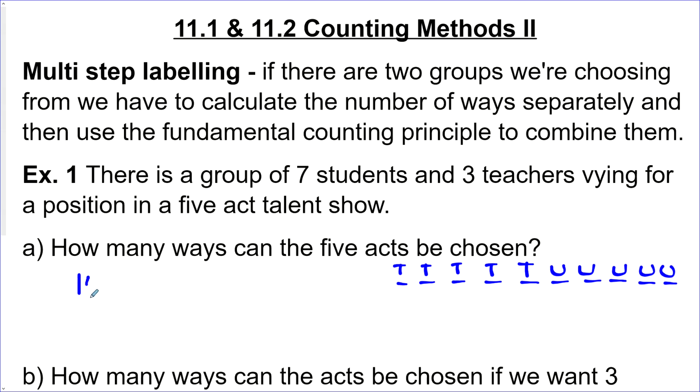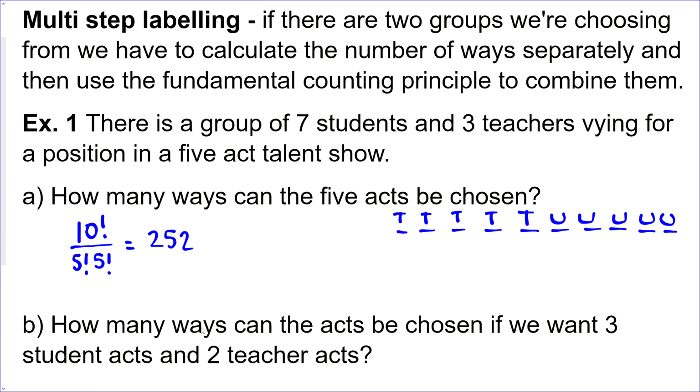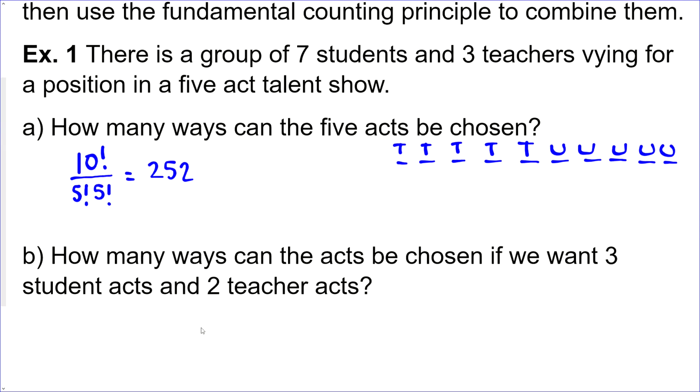So we have 10 letters total, so to rearrange 10 letters is 10 factorial. Now we need to divide by the number of ways we rearrange these identical letters. So 5 factorial and 5 factorial, because there's 5 T's and 5 U's. And we can calculate this out. It's 252. Now the next part is multi-step.